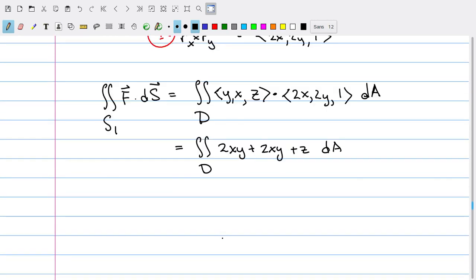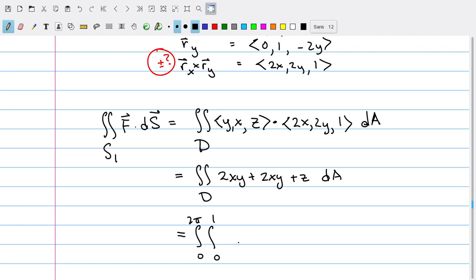And to do that double integral, it makes sense to switch to polar coordinates. So this is the integral from 0 to 2 pi, and the integral from 0 to 1 of, remember my polar coordinates here, x is r cosine theta, y is r sine theta. So this is 2r squared cosine theta sine theta. That's what this first expression becomes. But I've got two of those, so I might as well just make that a 4.